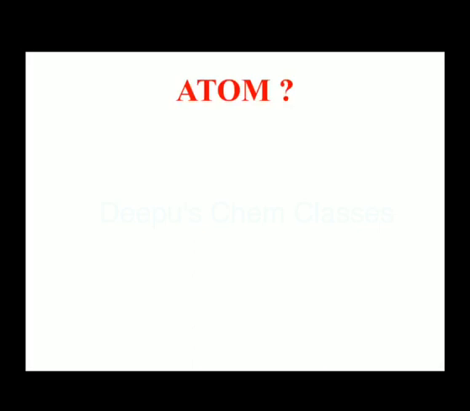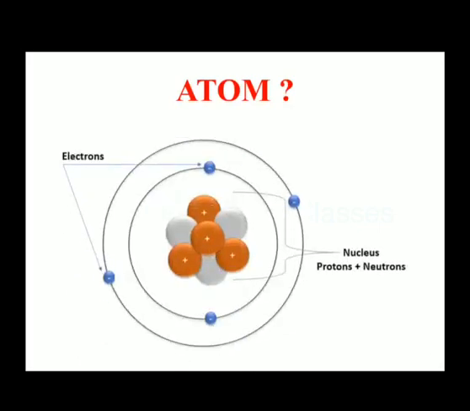An atom consists of a nucleus in the center. Around that, circular orbits are formed. Inside the nucleus we have positively charged protons and neutral neutrons. Then in the circular orbits, negatively charged electrons are revolving.